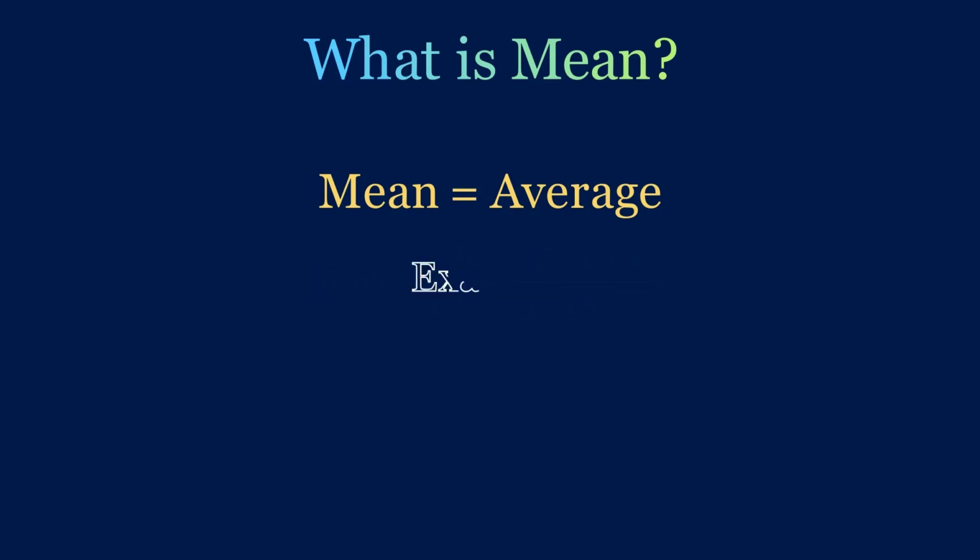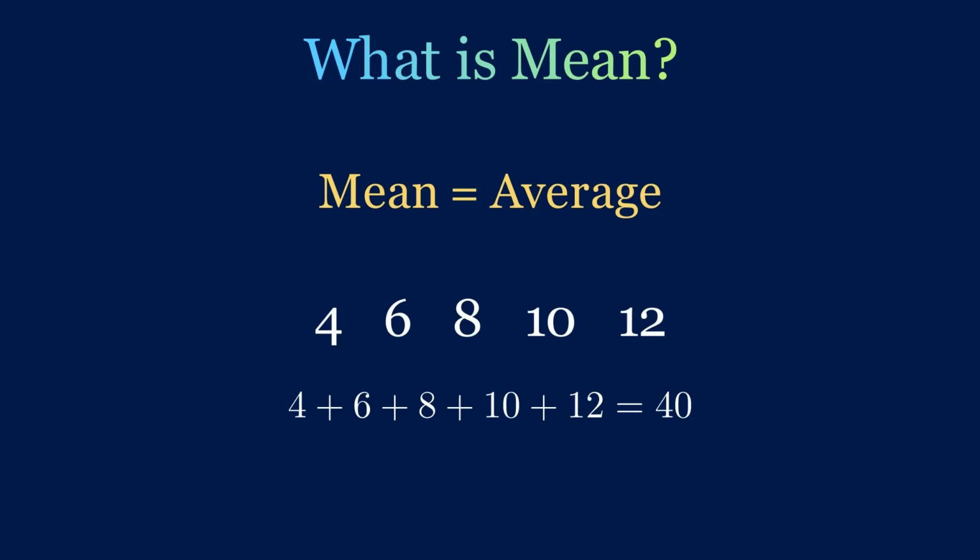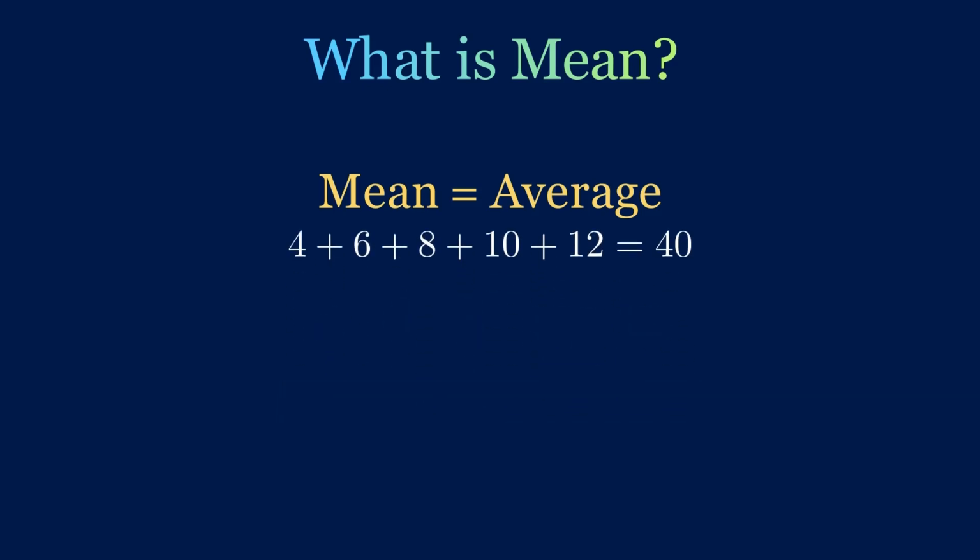Let's look at these numbers: 4, 6, 8, 10, and 12. First, add all the numbers together. 4 plus 6 plus 8 plus 10 plus 12 equals 40. Now count how many numbers there are. There are 5 numbers. Next, divide the total by 5.